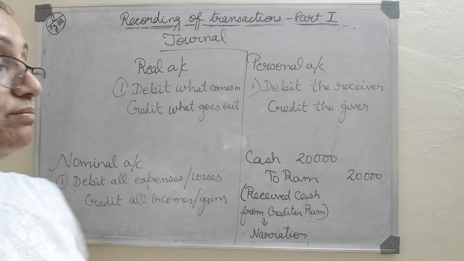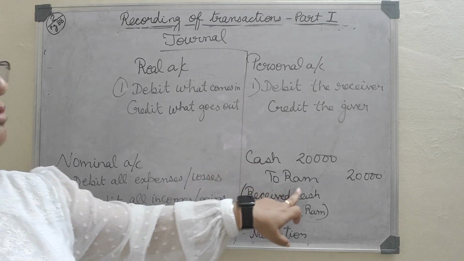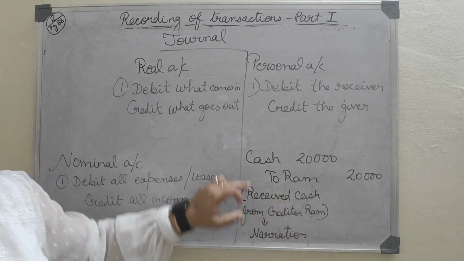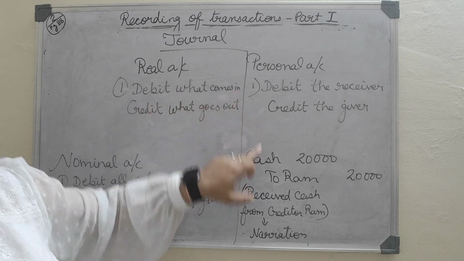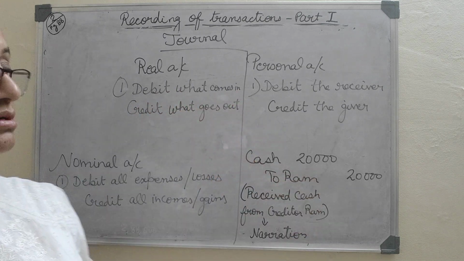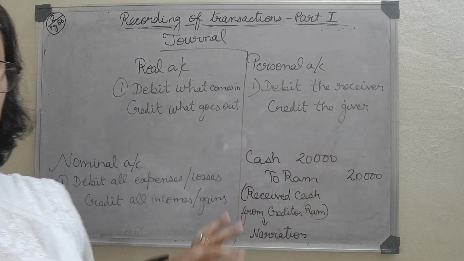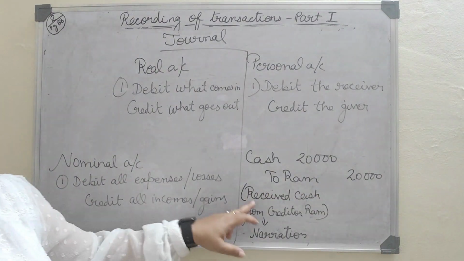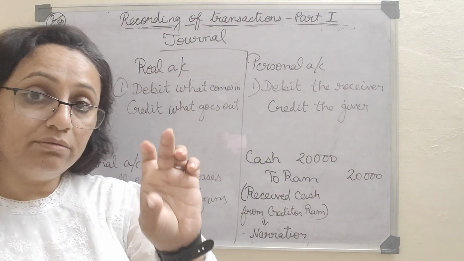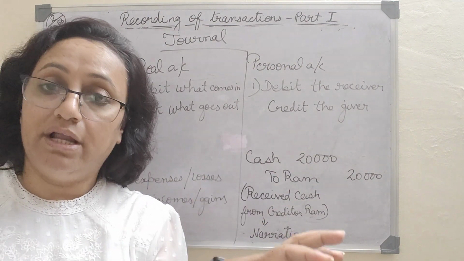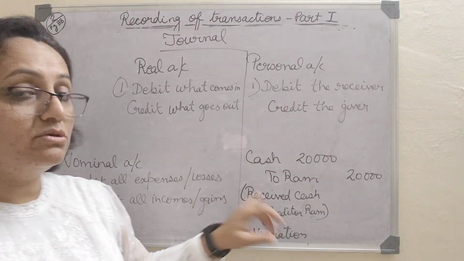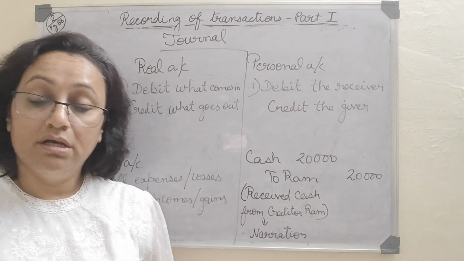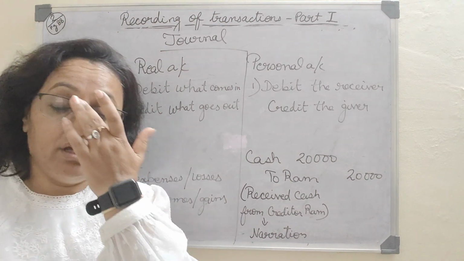This is an example. I have received cash from my creditor Ram. So I have received what? Debit what comes in: Cash 20,000. Credit the giver. Who is the giver? Ram, 20,000. And I have written a small brief of that journal entry. That idea is called narration. So this much only for today.